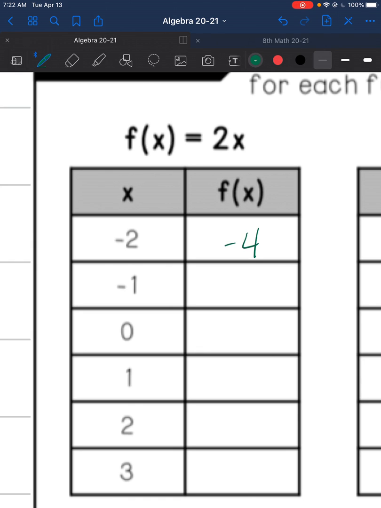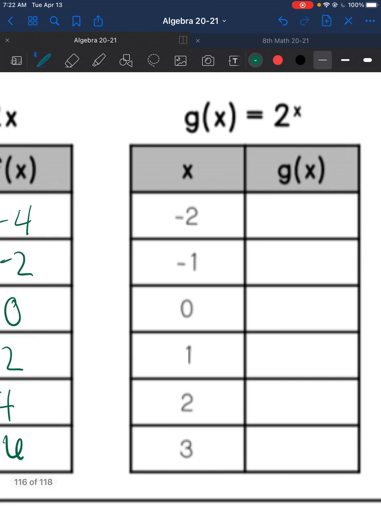-4, -2, 0, 2, 4, and 6. So all I did was anywhere that there was an x, I substituted the x value that was given to me to get my new f of x value.